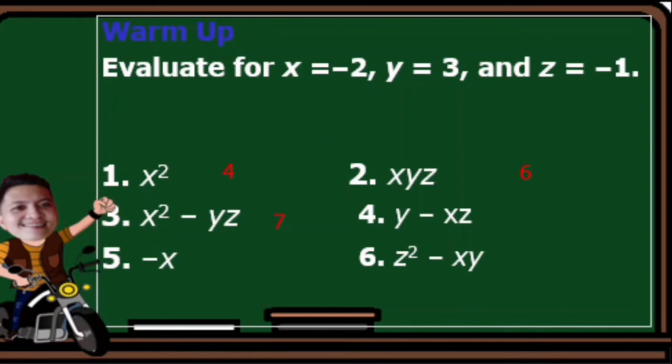What will be the answer in number 4? If your answer is 1, you are correct. Number 5. Negative x. Evaluate number 5. What will be the answer? Very good. It is equal to 2. Number 6. z squared minus xy is equal to what? Very good. The answer is 7.